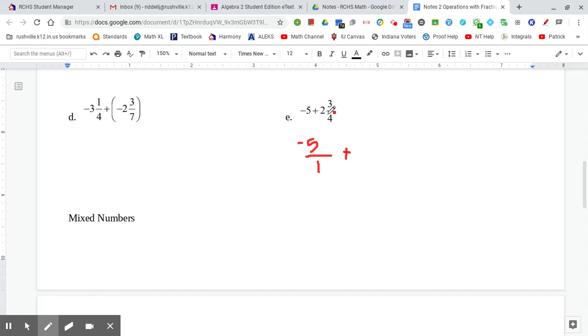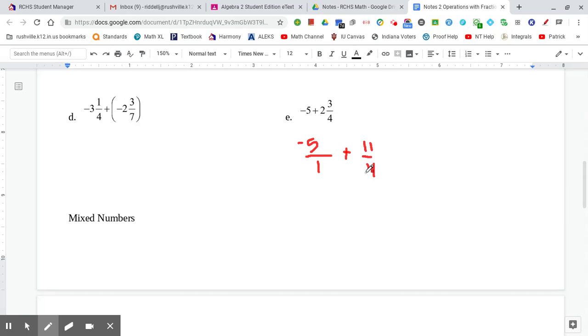To do so, we're going to take 2 times 4, which is going to give us 8. We can think of that as 8/4 plus the remainder here, which was 3. So 8/4 plus 3/4. 8 plus 3 is going to give us 11. So that's going to give us 11/4. And then now we have two fractions. We do not have the same denominator, so now we need to make it so they have the same denominator.